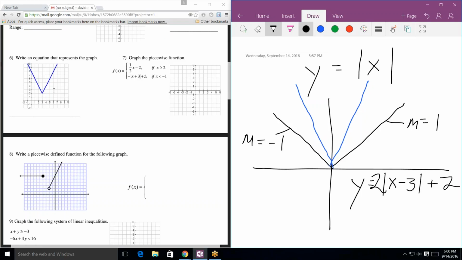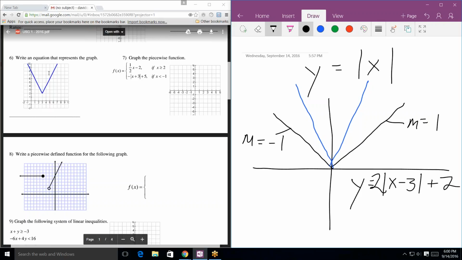Remember that all vertical stuff is outside the function, all horizontal stuff is inside the function. And it doesn't matter whether you're talking reflections, shifts, or stretches or shrinks. So I know that I've got a vertical stretch. In other words, if you look at my graph, the blue is a vertical stretch from the black. It's made it skinnier.